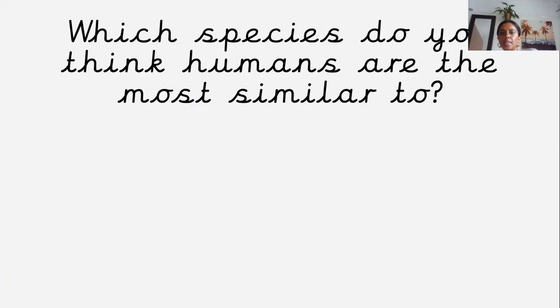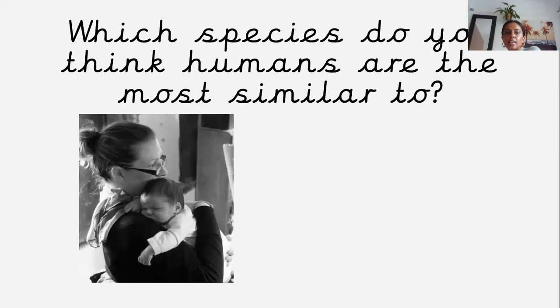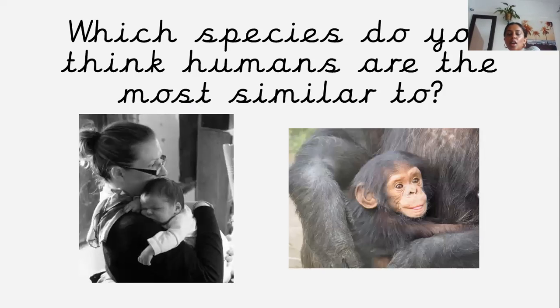So, which species do you think humans are the most similar to? Which type of species of animal do you think that us as humans are the most similar to? Let's have a think. Are we like cats? Or are we like fish? I mean, we do have qualities of different species, but what is the main species that we're closest to? Let's see. So here's a human, and there is a monkey. Humans are the most similar to apes.